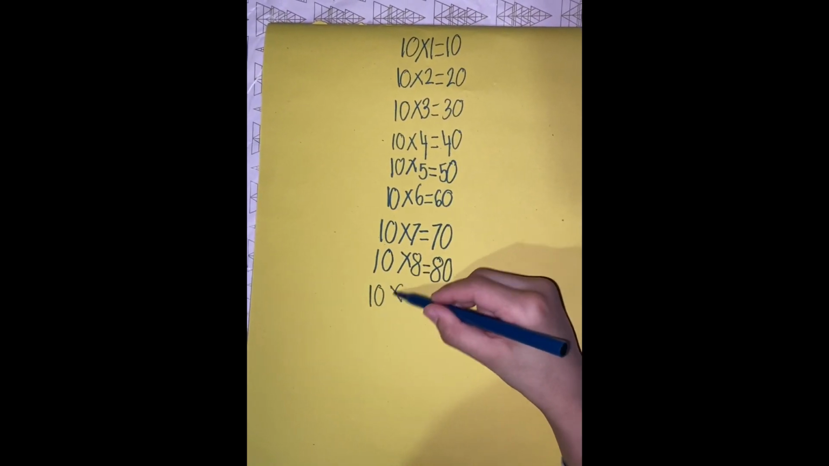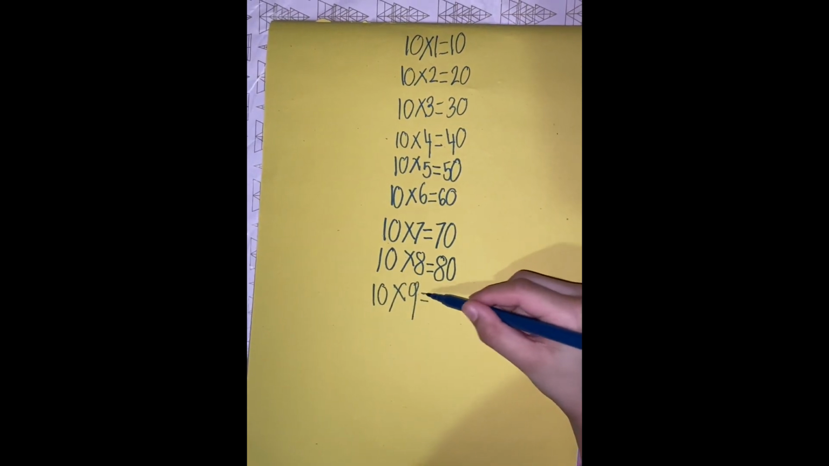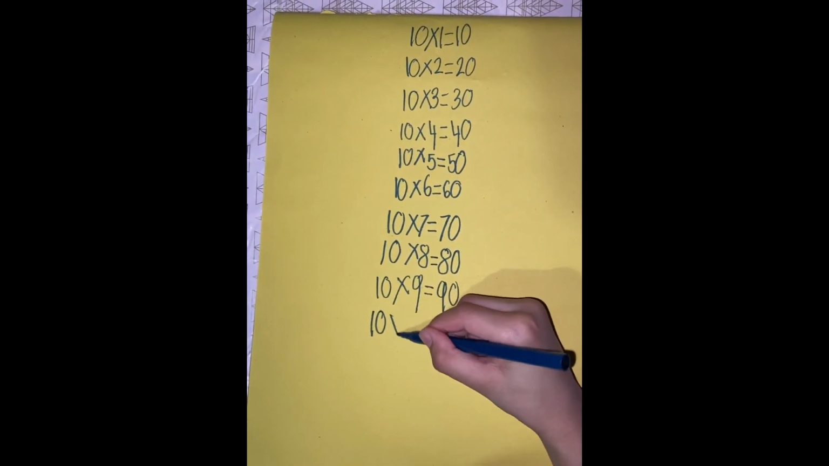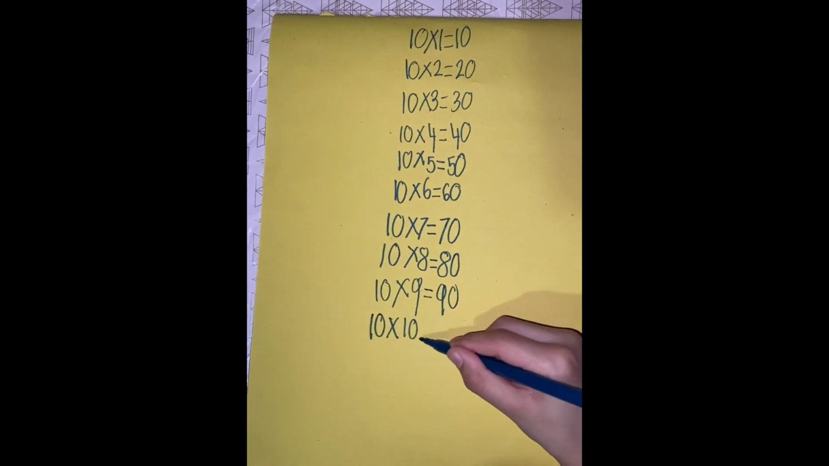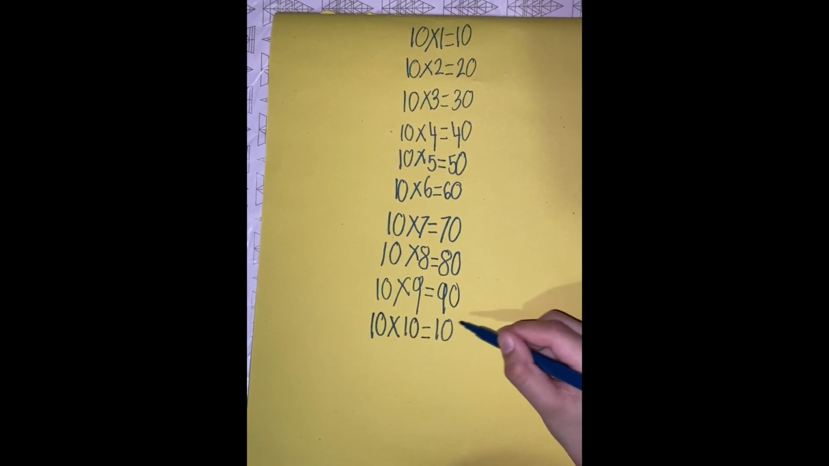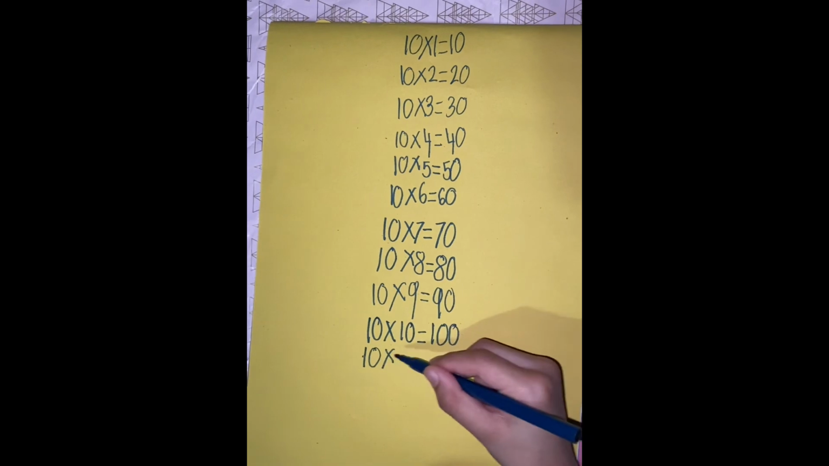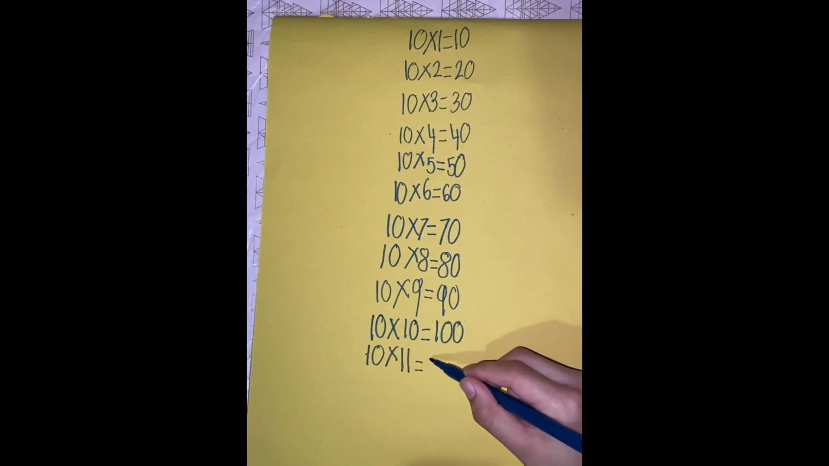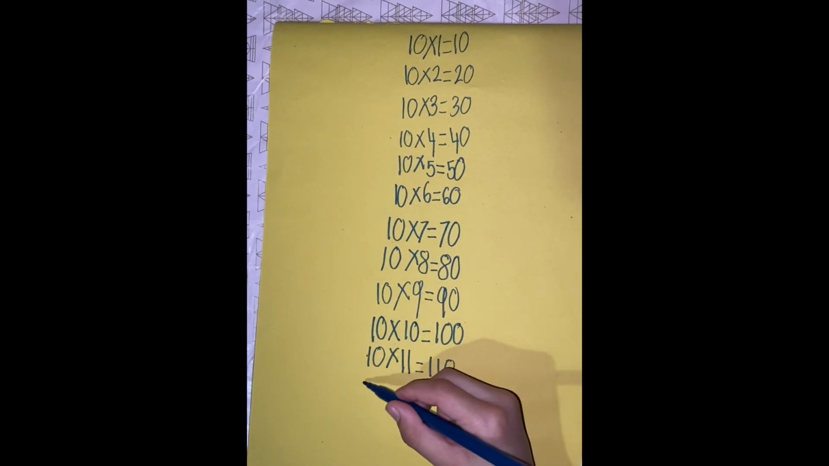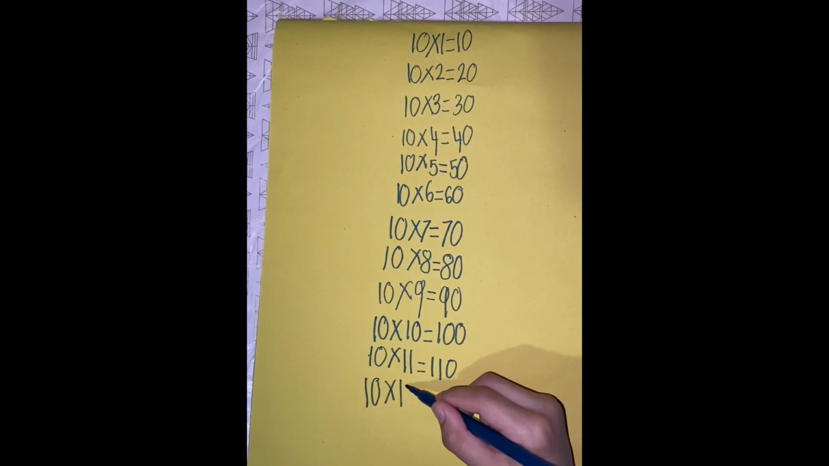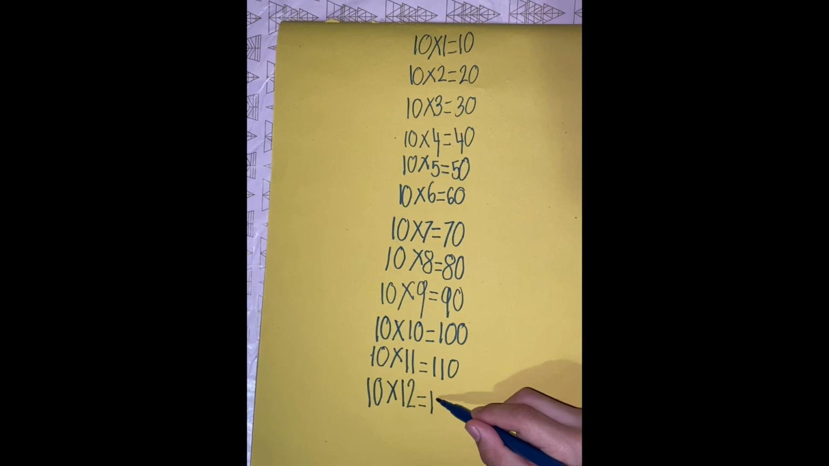10 times 9 equals 90. 10 times 10 equals 100. 10 times 11 equals 110. And finally, we have 10 times 12, which equals 120.